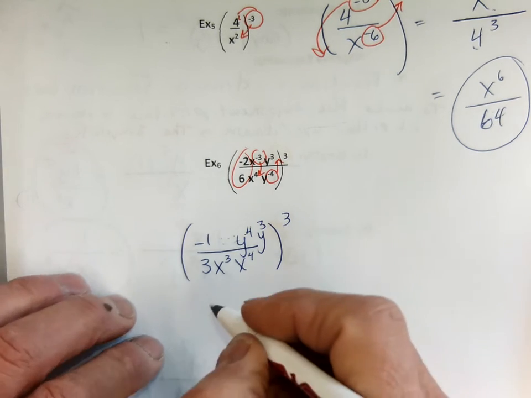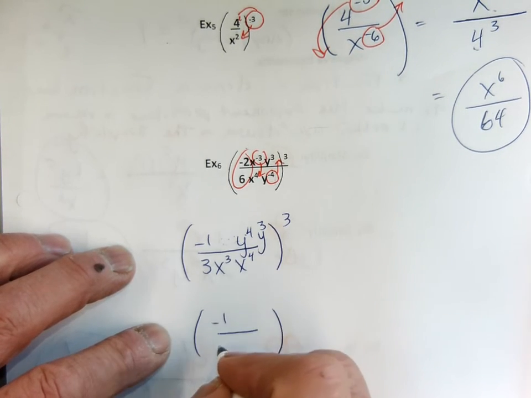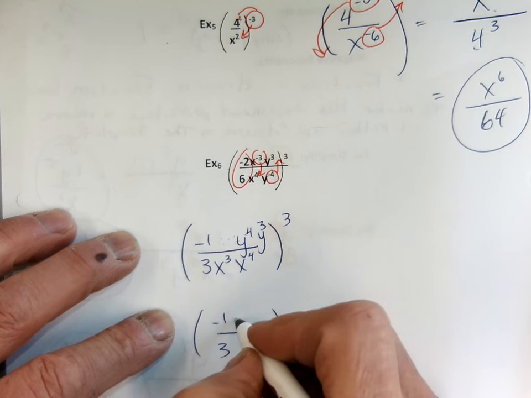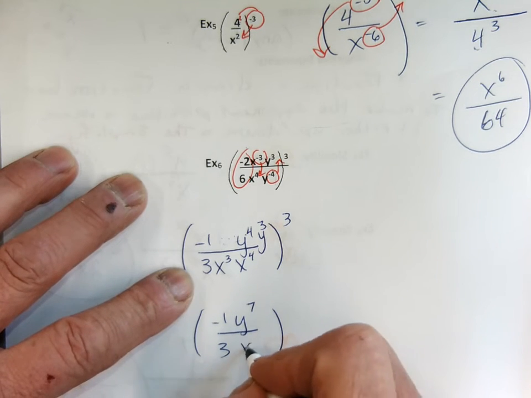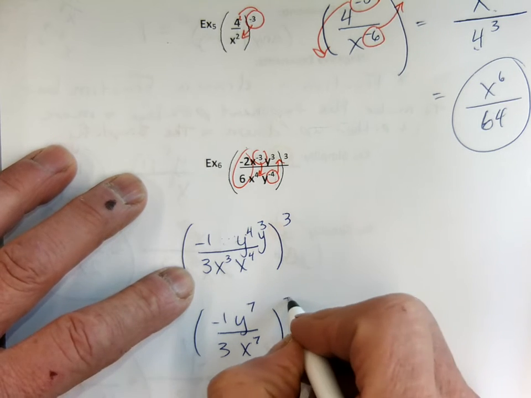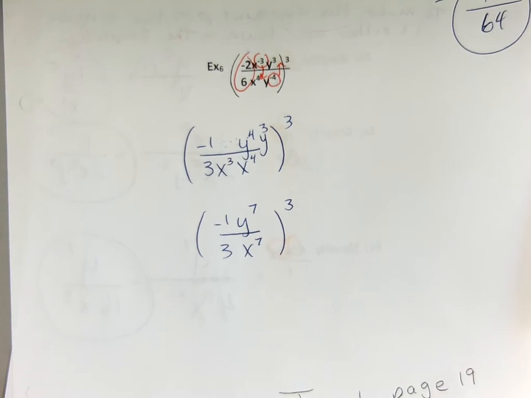Now I can simplify some more, can't I? So let's keep simplifying. I got a negative 1/3. I'll have a y to the 7th in the numerator, and an x to the 7th in the denominator. Now it's going to get easy to apply the negative 1/3. Be a little bit careful with this number here.